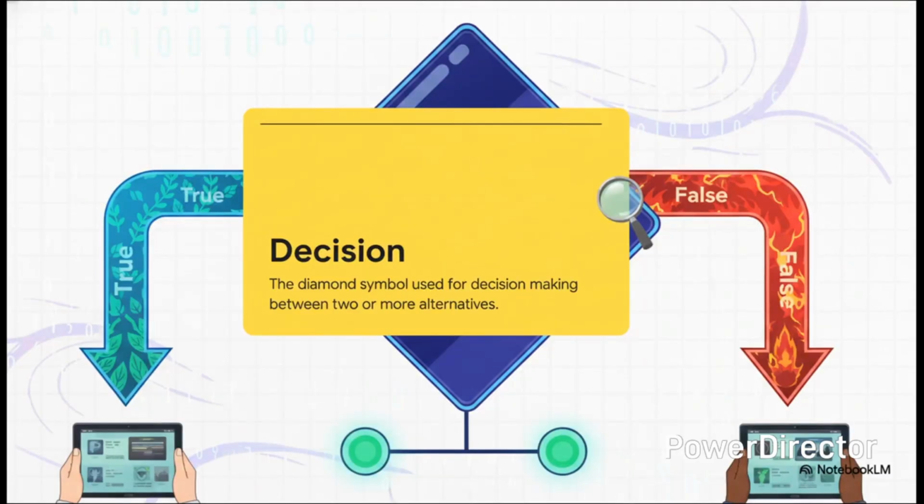Okay, now things get really interesting with this one, the diamond. This shape is all about making a decision. This is the point in the process where you ask a question. Something like, is the age over 18? Or is the password correct? And from there, the path splits, usually into a yes/true path and a no/false path. This right here is what makes flowcharts so powerful.